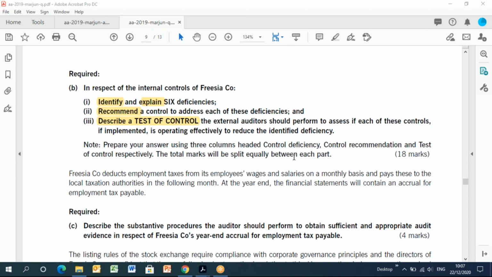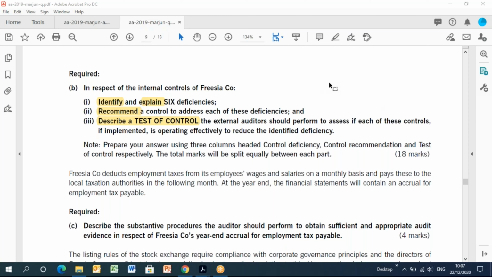Now, 0.5 marks for identify, 0.5 for explain, 1 mark for recommend control, and 1 mark for test that recommendation. So 0.5, 0.5, 1, and 1. So if you divide 18 by 3, you would need to come up with 6 deficiencies in internal controls.